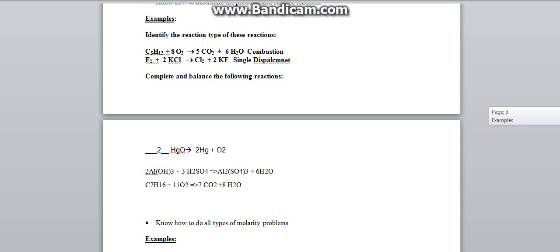Complete and balance the following reactions. Oh! Give me a second. I'm not supposed to see those. Because this is technically the key. Because I had the key open for some reason yesterday. And because I opened my computer... What am I saying?